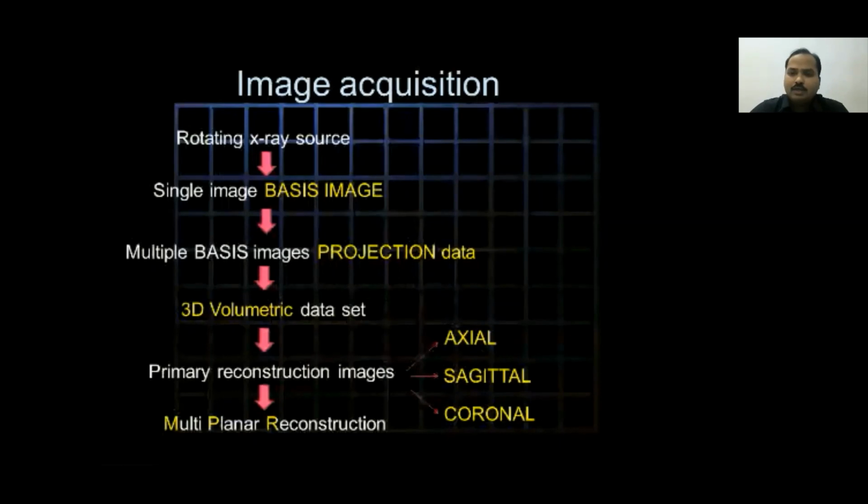Now the primary reconstruction can be in the three orthogonal planes: the axial plane, sagittal plane and coronal plane. The axial plane is the cross-sectional view of any object. The sagittal plane, as you all must have seen, is the antero-posterior plane. You must have seen the sagittal plane in orthodontics. And the coronal plane is the frontal plane, where you see the objects in the frontal view. These orthogonal planes can be utilized for the multi-planar reconstruction of the images.